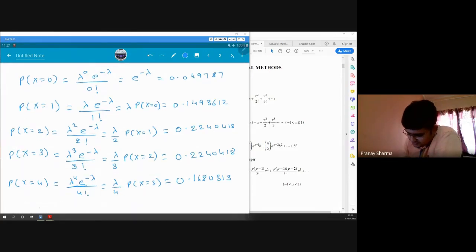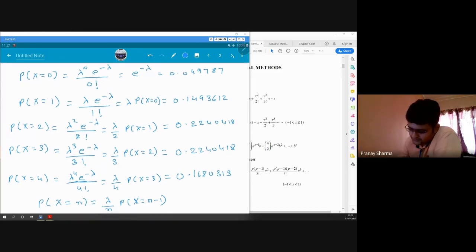So I can write a general formula for the Poisson distribution. I can say probability X equals n is equal to lambda by n into probability X equals n minus 1. Using the previous value, we can find our next value in the Poisson distribution. This is very helpful in such questions.